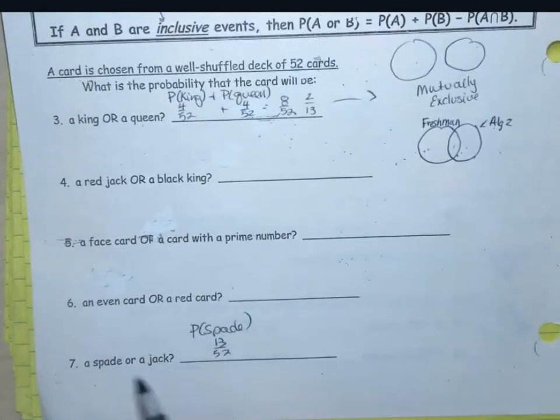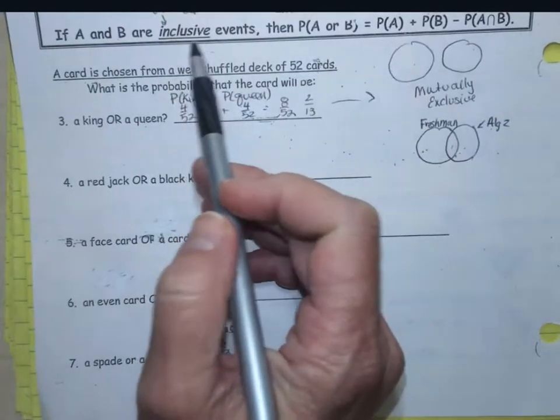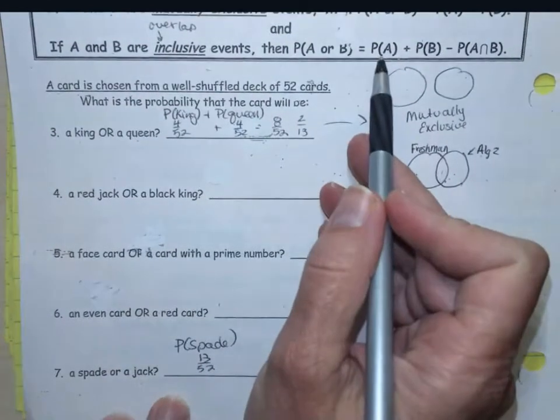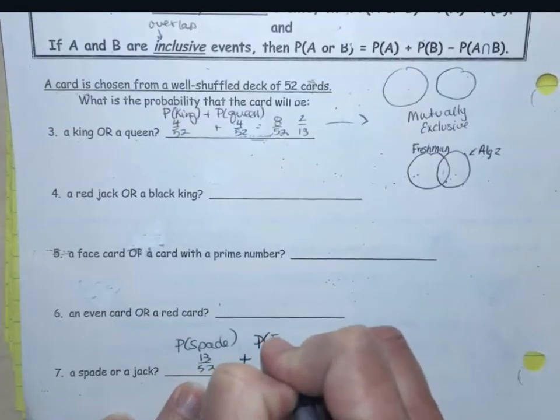Now, when you get down here to number 7, the probability that it's a spade or a jack. Well, you could have a spade that is a jack. So that is going to be an inclusive event. So we're going to find the probability that it's a spade plus the probability that it's a jack.